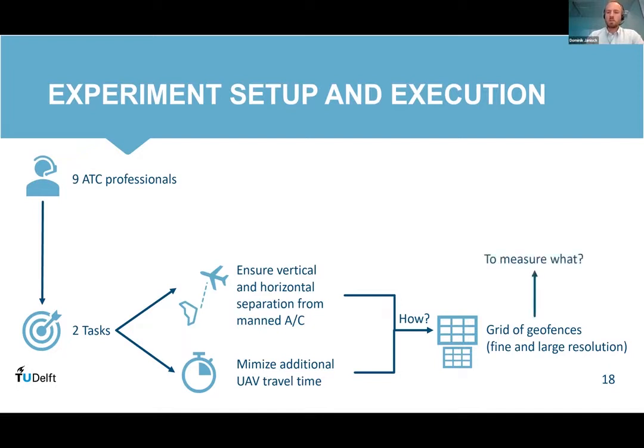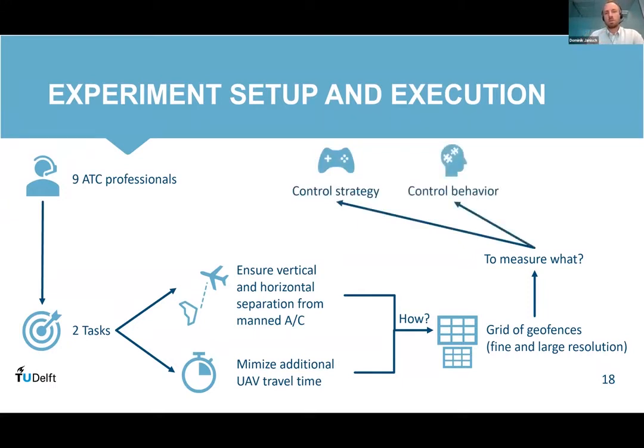And what is it that we actually wanted to measure? We wanted to find out 3 things. First, what the control strategy was using this type of setup. Then what the control behavior of the controllers was in the utilization of geofences. And then finally, what interface elements that I just previously introduced, how useful were they in the performance of these tasks? So we performed these experiments remotely, and these were the results that we've gathered.